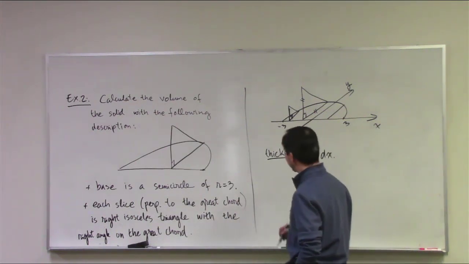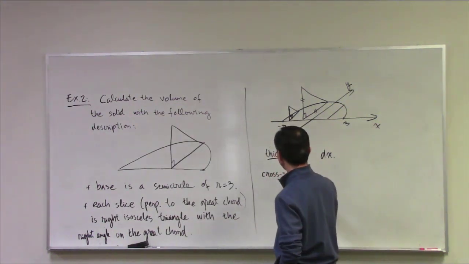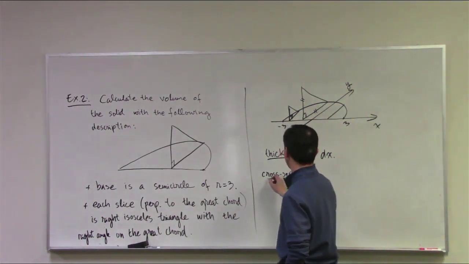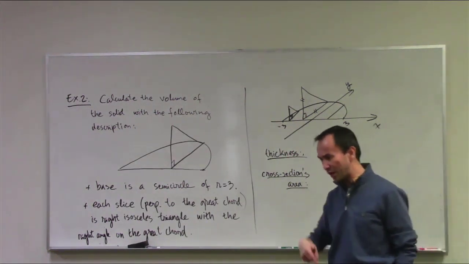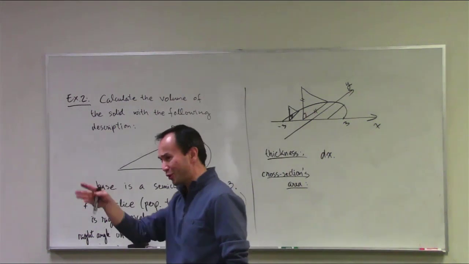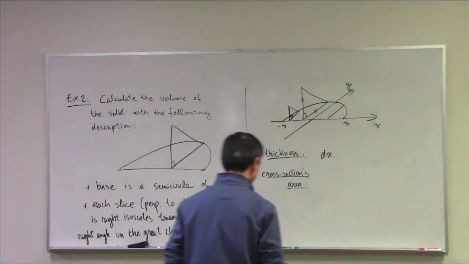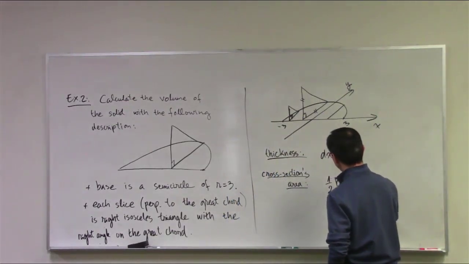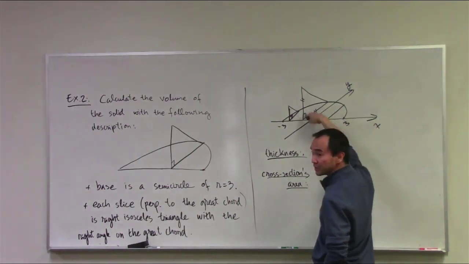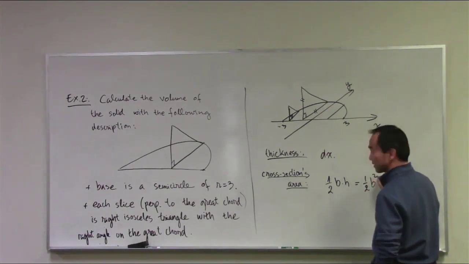What about the cross-section area? Let's figure it out. So, right isosceles triangle, those are all triangles, right? So they got one fundamental formula, 1/2 times the base times the height. But this time, you notice that the base and the height are always equal, right? So that means it's going to be 1/2 times the base squared, the square of the base.